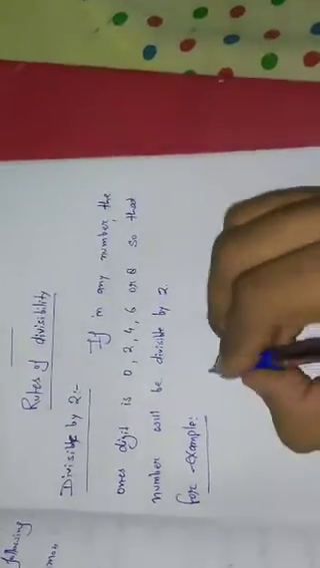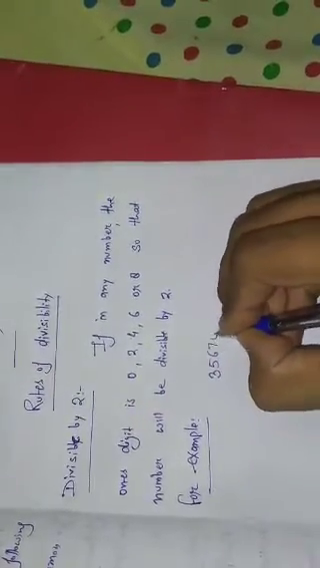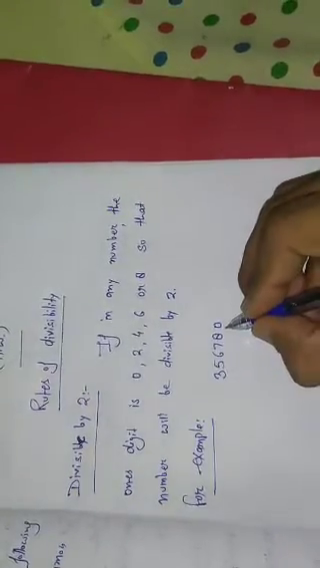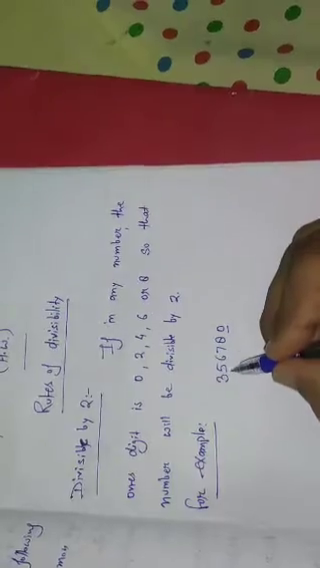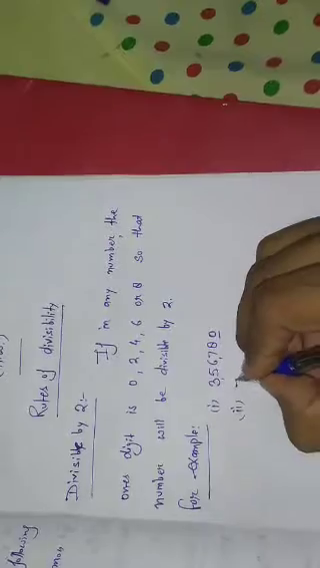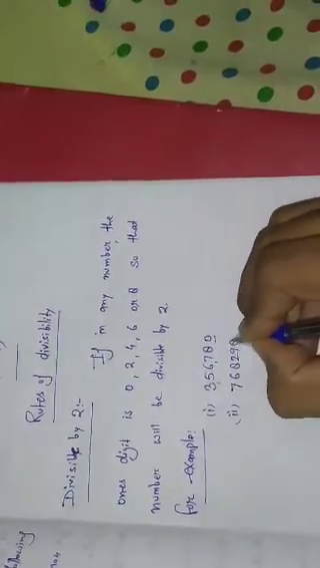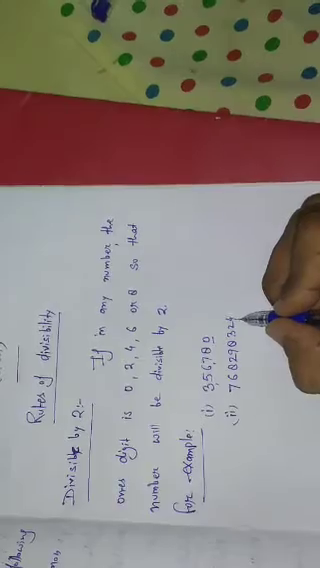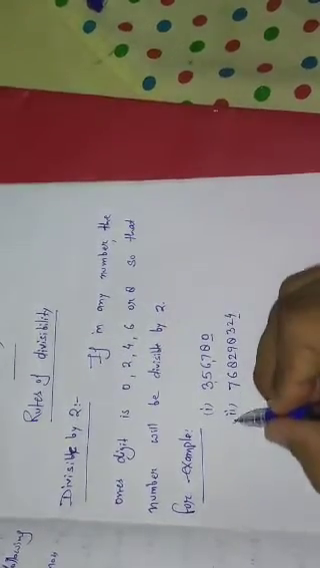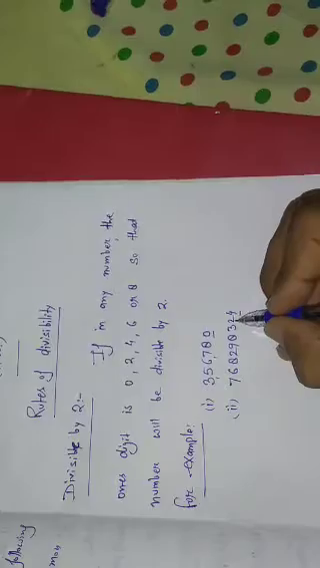For example, one number: 3,56,780. Okay, so here you can see the ones digit is 0, so it means 3,56,780 will be divisible by 2. Okay, another example I want to take, the second example: 76,82,98,324. Here the ones digit is 4, so that number will be easily divisible by 2.